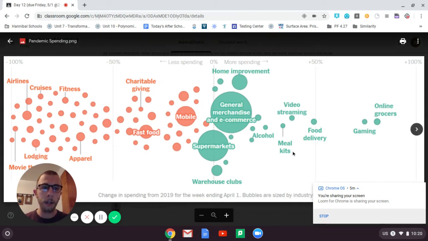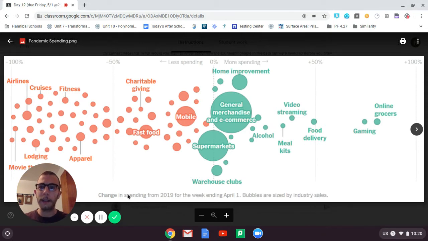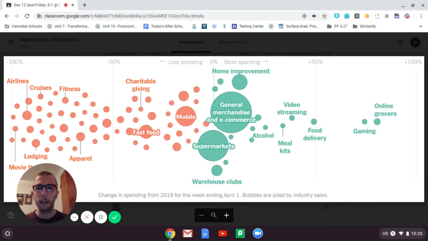Down at the bottom here, let's get rid of this screen. It says the change in spending from 2019 for the week ending April 1st. Bubbles are sized by industry sales. So the change in spending from 2019, so last year, until this year. Well, I guess actually it does not say this year. So that brings me to something I wonder. Is this the change from 2019 to 2020? Or what is it comparing? Why would it want to compare that week of 2019 to that week of this year, 2020?